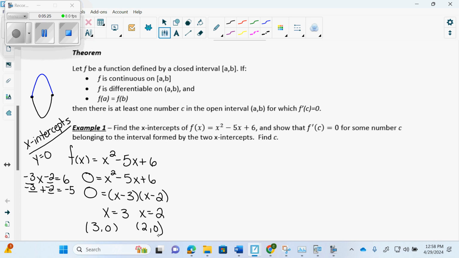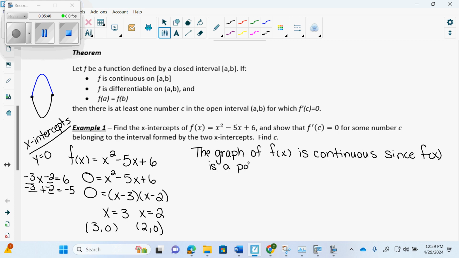So we're going to say the graph of f of x is continuous since f of x is quadratic, or polynomial. So you have to state continuity for Rolle's theorem. You have to state differentiability for Rolle's theorem, right? It's a quadratic. Quadratics are differentiable, so are polynomials, yes?